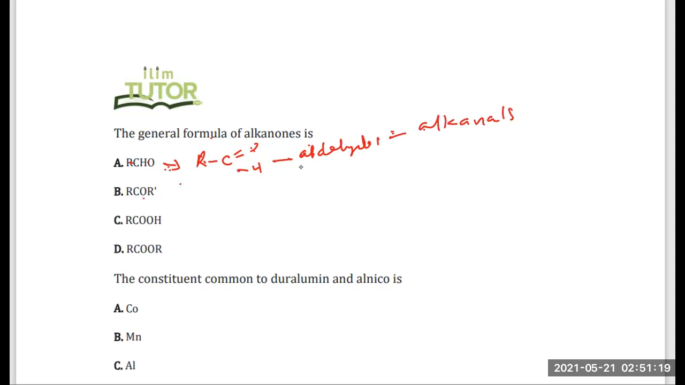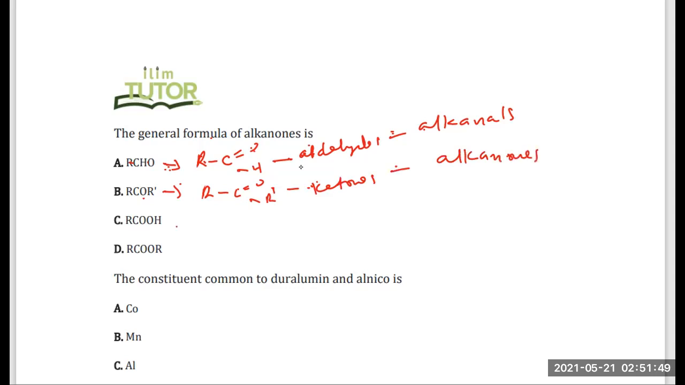Let's look at the second option. It has the structural formula RCOR'. Based on the functional group present, the C double bond O, this corresponds to ketones. And of course, ketones are known as alkanones.